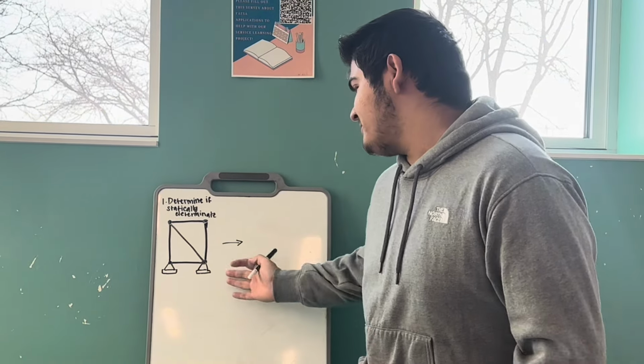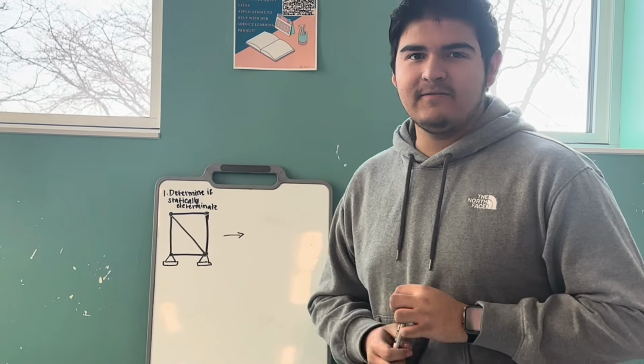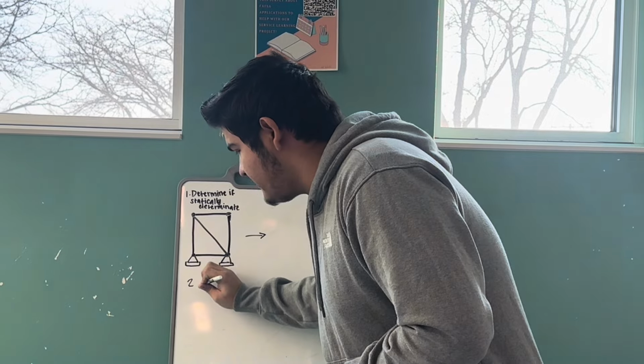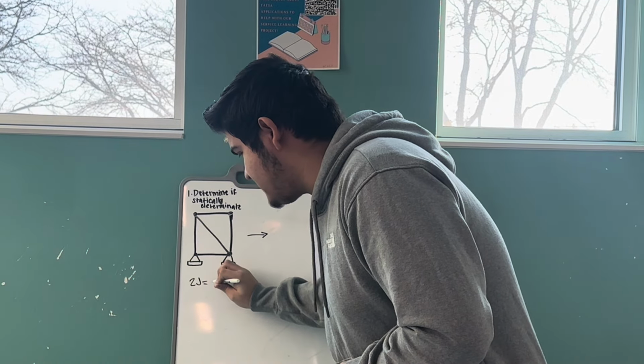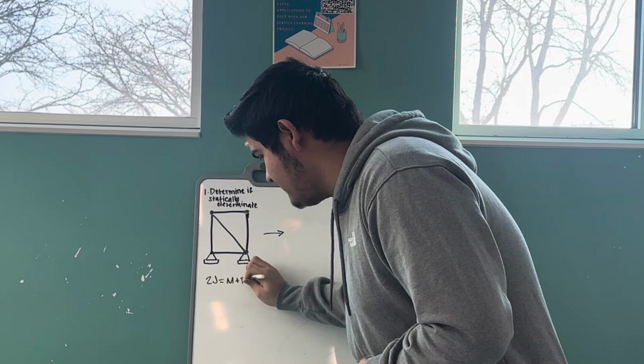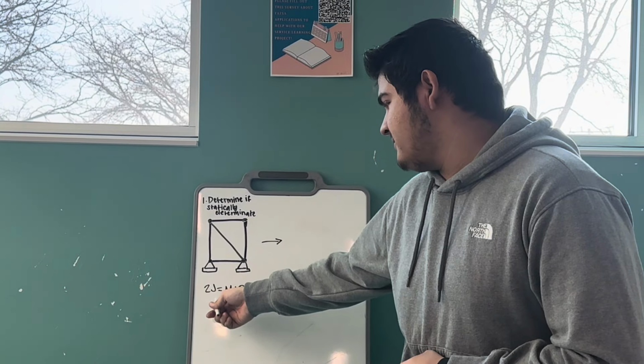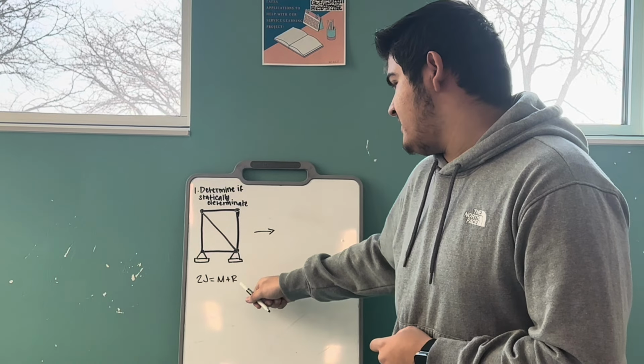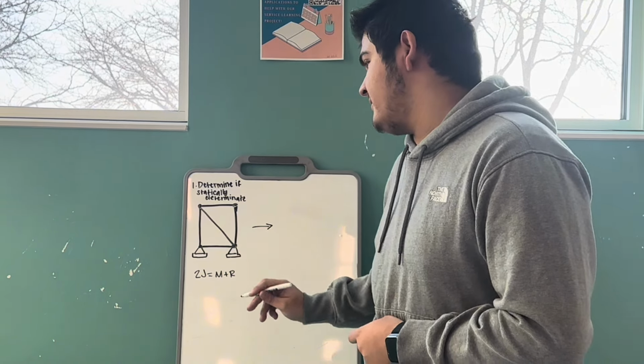Alright, so here we have a truss system that we are going to determine if it is statically determinate. As you can see, our equation to solve this is 2 times J equals M plus R, with J standing for the number of joints that we have, M standing for the number of members we have, and R standing for the number of reaction forces that we have.